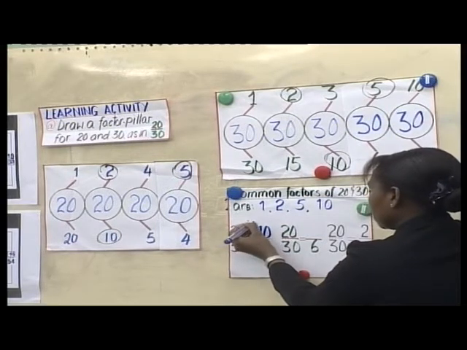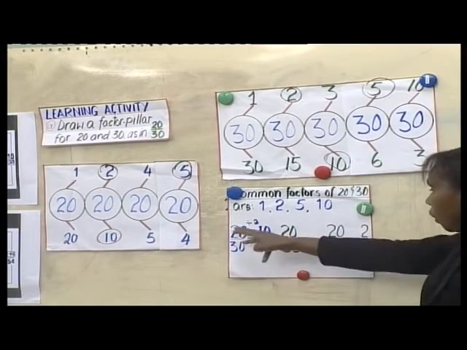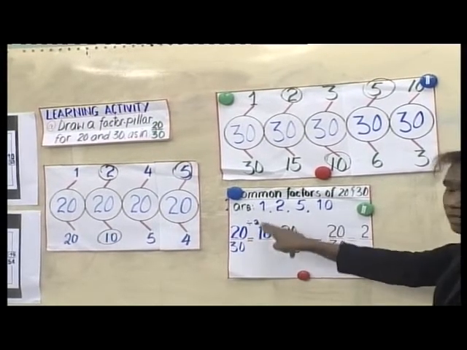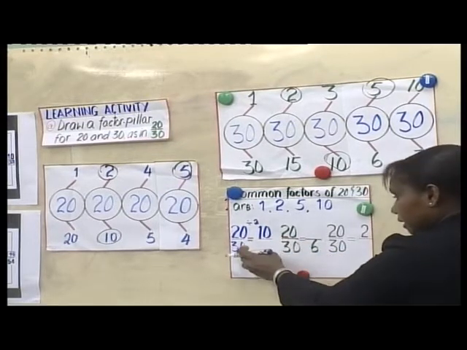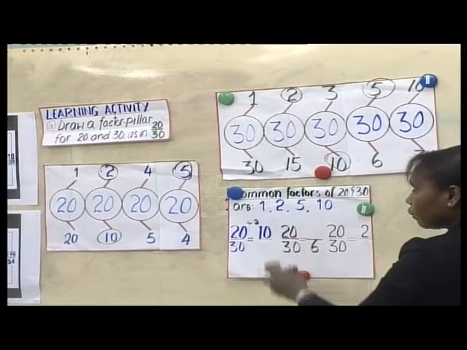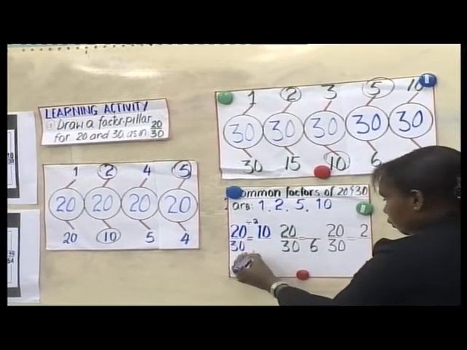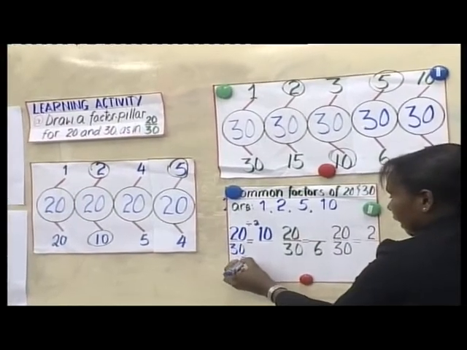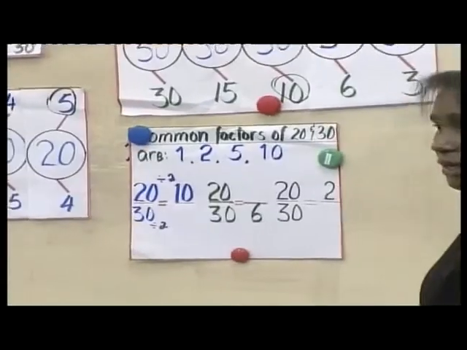2 on both sides. So 20 divided by 2 is equal to 10. The same number that we used to divide from the top must be the same number at the bottom. So 30 divided by 2 is equal to how many?